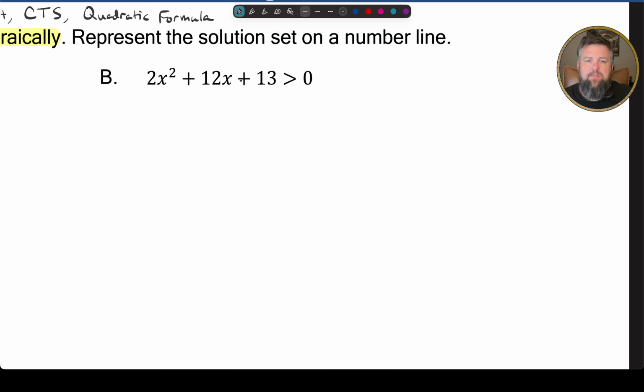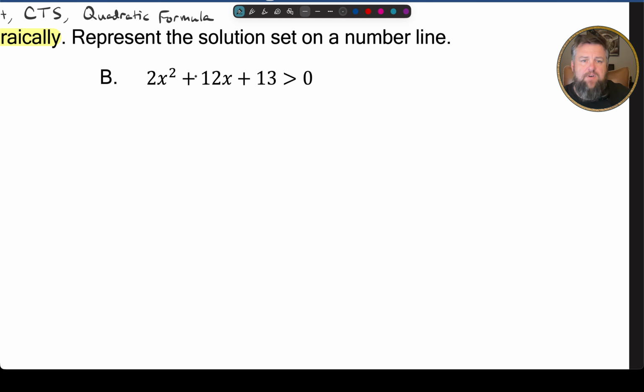I know that I'm not going to be able to factor it because 2 times 13 gives you 26, and if I think of the factors of 26, there's only two sets that I could use. Neither of them are ever going to give me a combination that gives me 12. So I can't do factoring. So let me take that out of the picture. That just leaves me down to either completing the square or the quadratic formula.